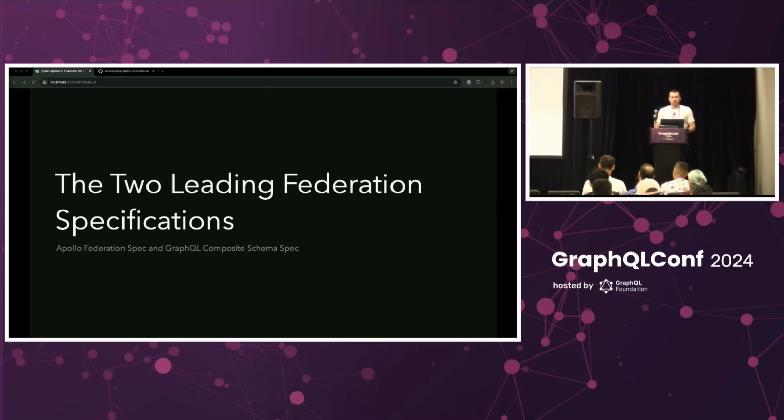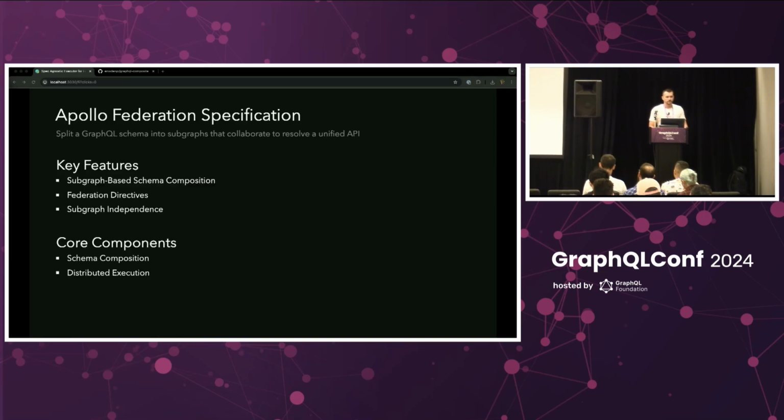So there are two leading federation specifications that standardize how a federated GraphQL system works. One is the Apollo Federation spec, and the other one, the upcoming GraphQL Composite schema spec. Let's start by briefly talking about both. So Apollo Federation allows us to create subgraphs where each service manages its own part of the schema. These subgraphs are then composed into a unified schema, providing clear boundaries for each of the services.